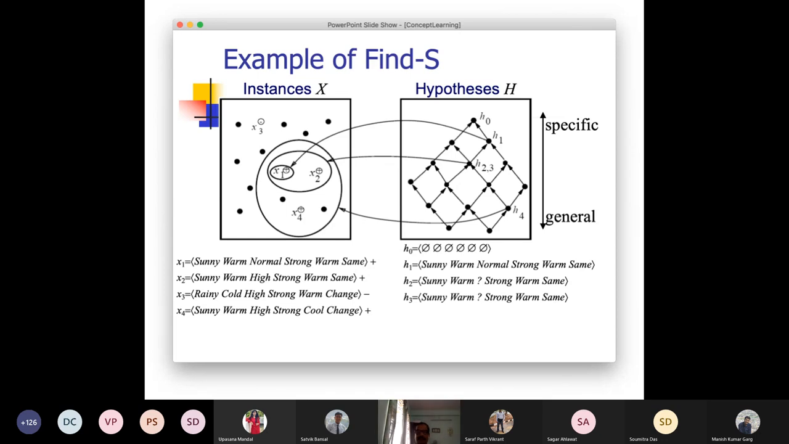So why is it not satisfying H3? Because H3 is your current hypothesis. You have to always evaluate your current hypothesis. The last two positions, the fifth position is cool and the sixth is change. The last two positions are not satisfying. So H3 needs to be modified, and you have to make them don't care. Is it clear? Yes, sir.